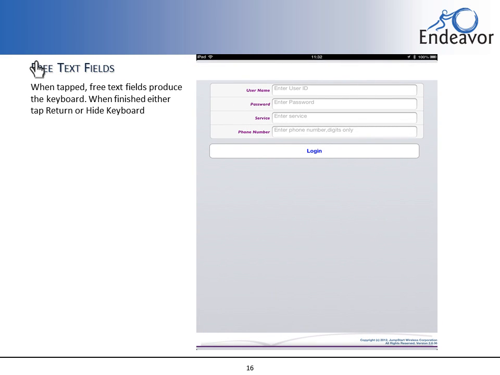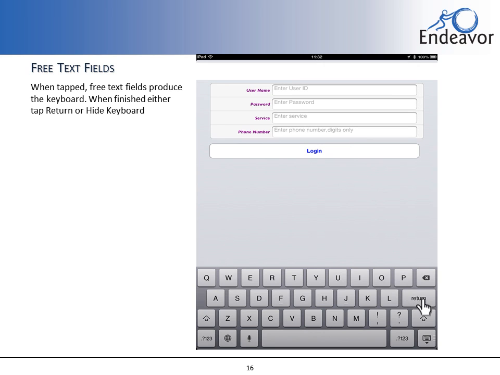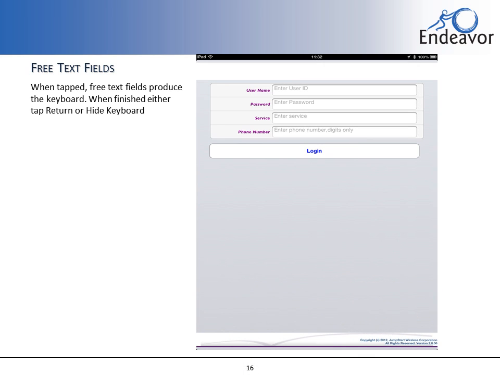So here are just a couple of the menu types and fields you'll run across, such as the free text field. When you run across one of those, it'll pop up the keyboard. I'm sure you're familiar with it. Enter what you need and either hit return or the hide keyboard button, then proceed to the next field and continue and so on and so forth.